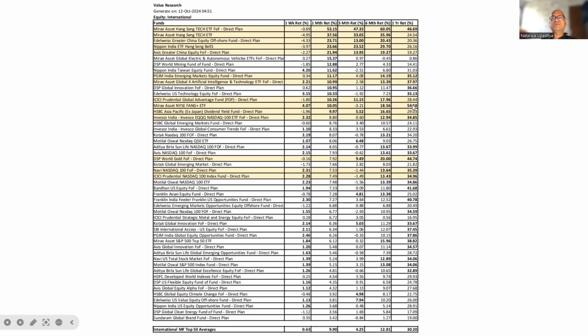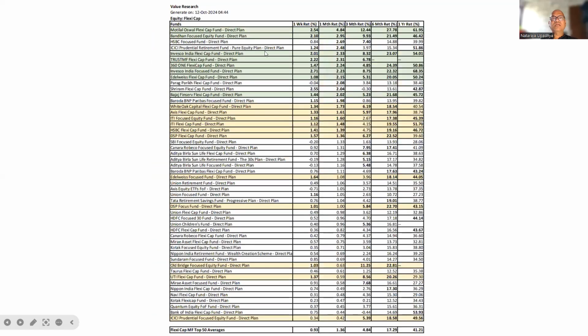If at all, the best one is 54.18%, Mirae Asset NYSE FANG+ ETF. And the funds that have given above 2% return on a weekly basis among the amber are Mirae Asset Global X Artificial Intelligence and Technology ETF and Mirae Asset NYSE FANG+ ETF. One more, Invesco India Invesco QQQ Nasdaq based fund. It is 2.32. Some more are there: Navi Nasdaq 100, ICICI Prudential Nasdaq. So Nasdaq based funds also fine short term.